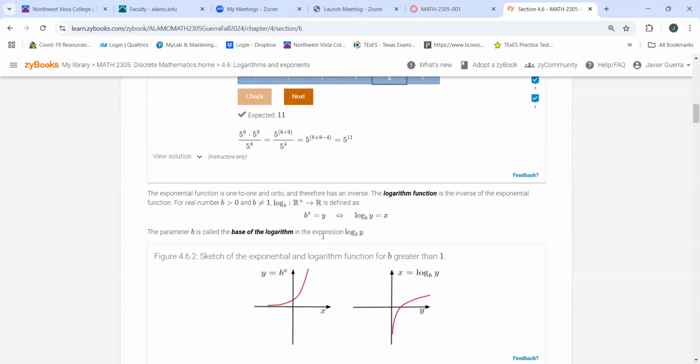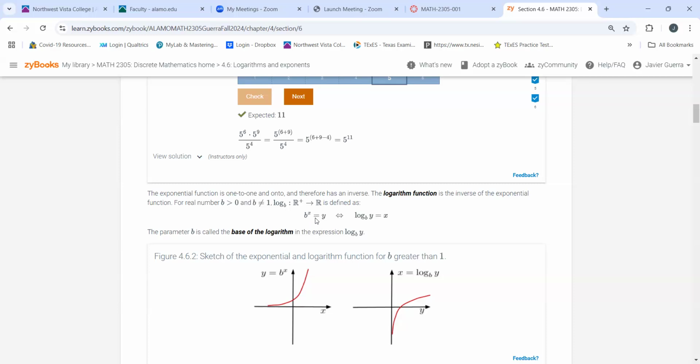Okay, now the logs. The exponential function is one-to-one and onto, and therefore it has an inverse. Its inverse is going to be the logarithmic function. That is the inverse of the exponential. So it is going from the positive real numbers because logs don't work for negatives. So it has to start with positives and it goes to any real number.